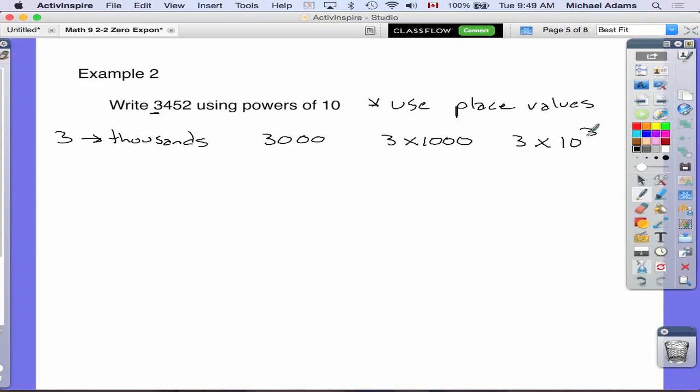Let's take a look at the next number. 4 is in what place value? 4 is in the hundreds place value. And so then 4 hundreds will look like this: 400. Okay, could I also write this like 4 times 100? So now let's write it as a power of 10. What would that look like? 4 times 10 to the exponent 2?